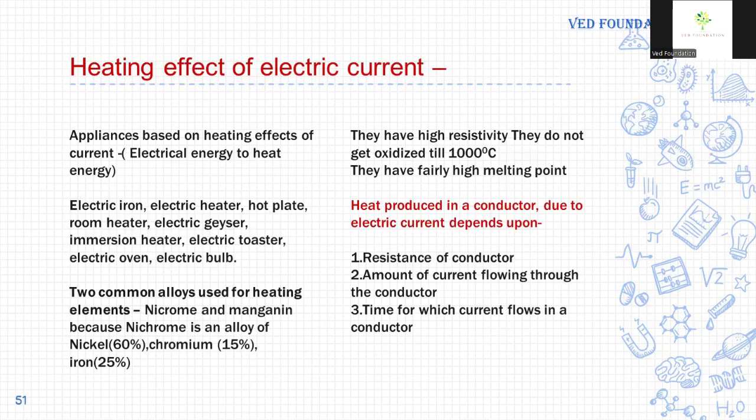Heat produced in a conductor due to electric current depends on the following factors. First, resistance of the conductor. Second, amount of current flowing through it. And third, time for which current flows in the conductor.